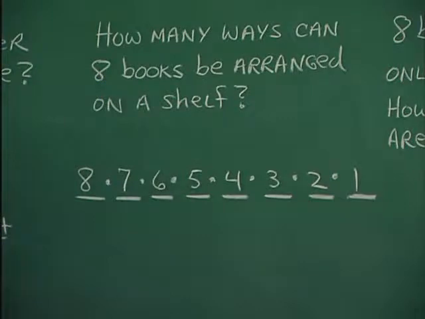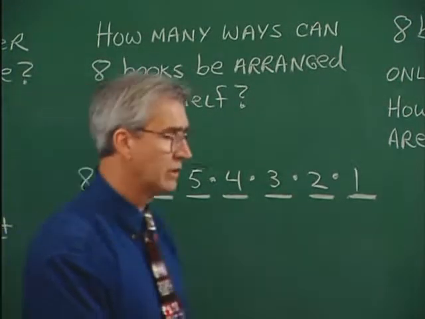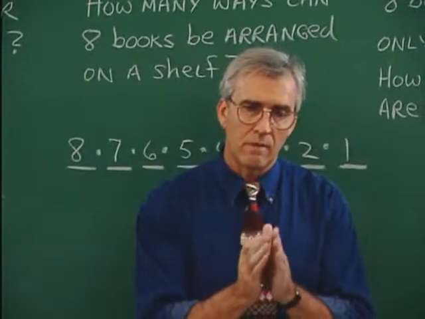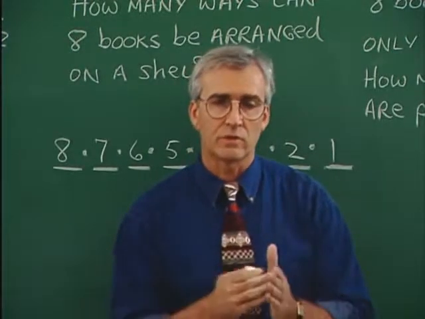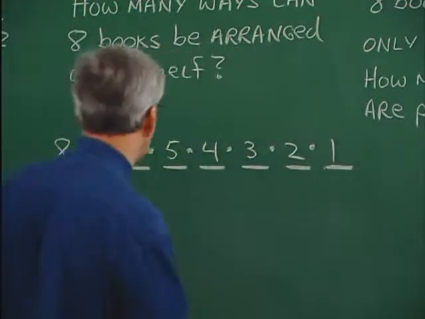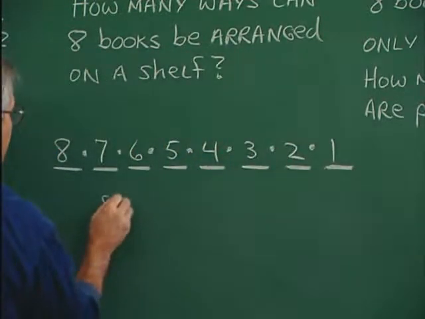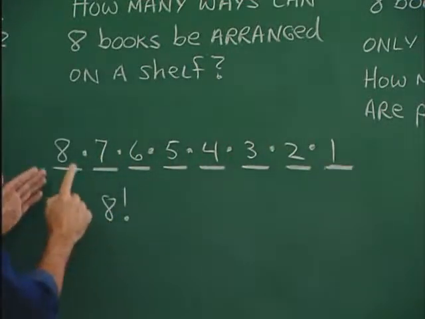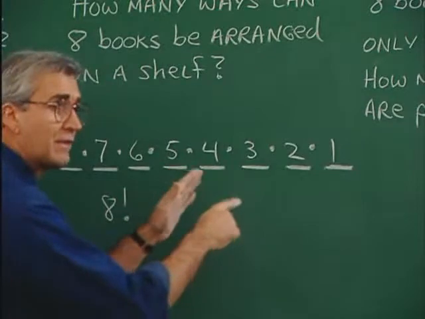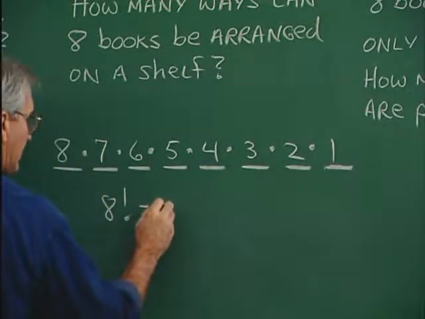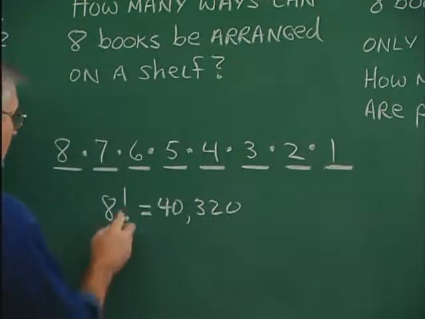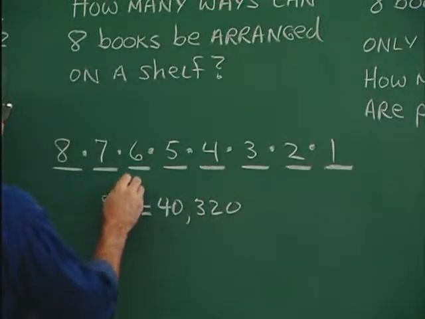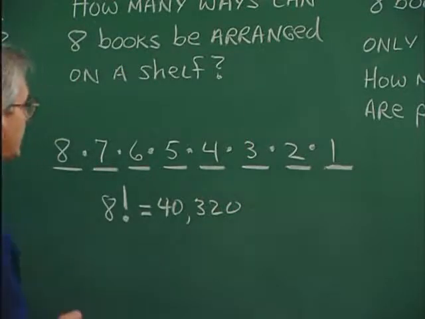Well, this brings up an interesting situation. This idea of taking a number and multiplying times every counting number all the way down to 1 from that value that we start with is the notion of factorial. And this actually is 8 factorial that we have written up here. It is 8 times 7 times 6 times 5 times 4 times 3 times 2 times 1. And it turns out that the value is 40,320 for 8 factorial. The notation for factorial is the exclamation point. And we'll be using factorials quite a bit.